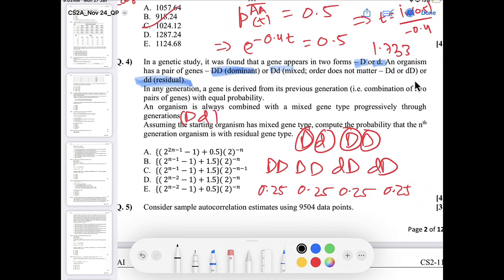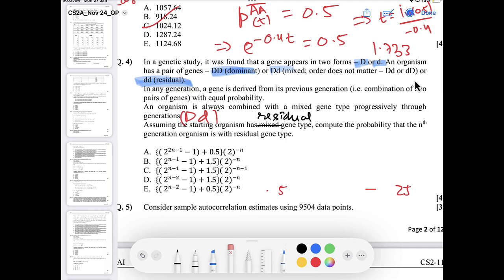So here, assuming that the starting organism has a mixed gene type, this is incorrect. You will only get one of these answers if you assume that this individual has residual gene type. So assuming that this individual has residual gene type, then compute the probability that the nth generation organism also has a residual gene type.